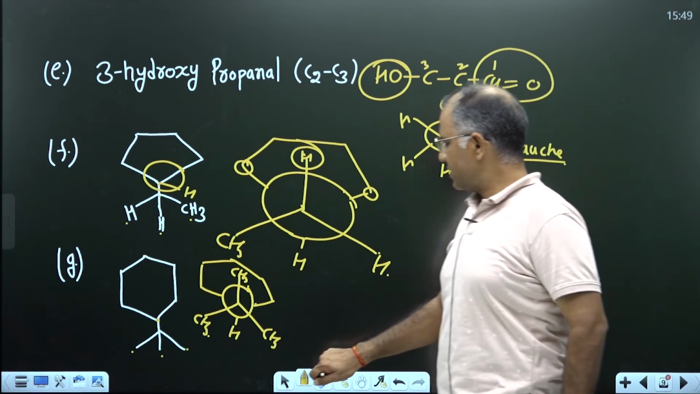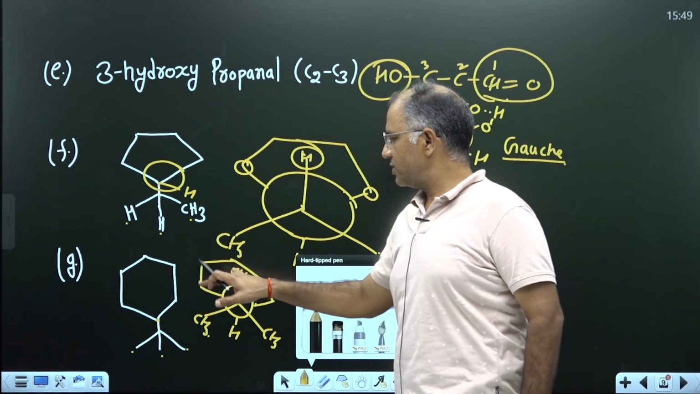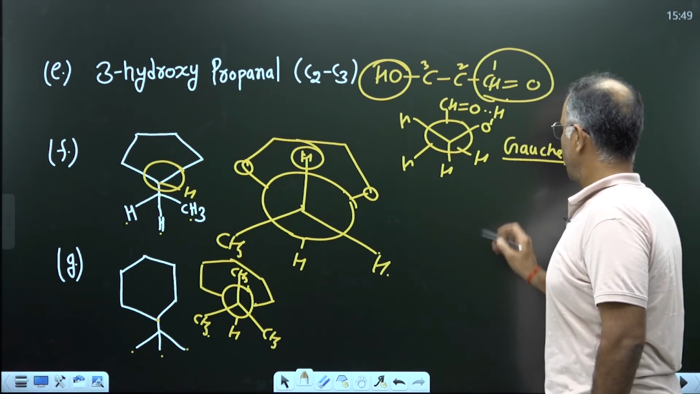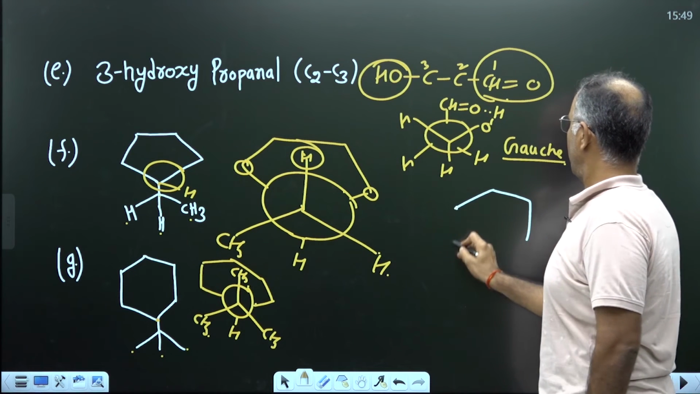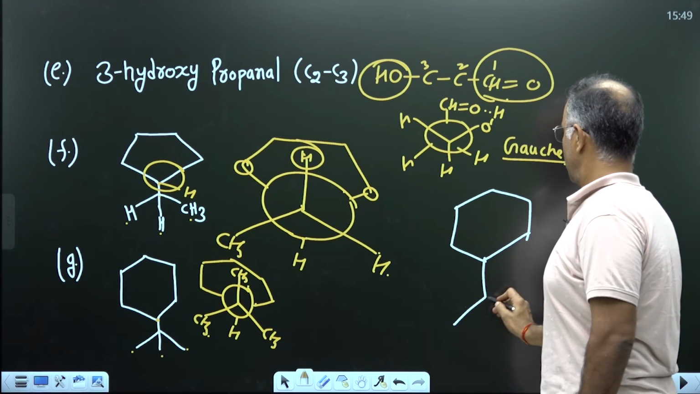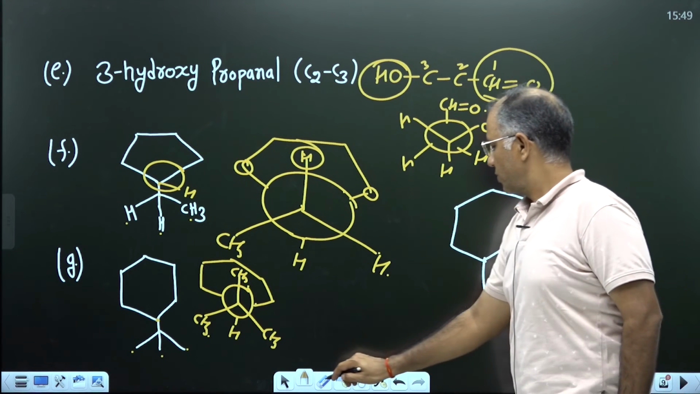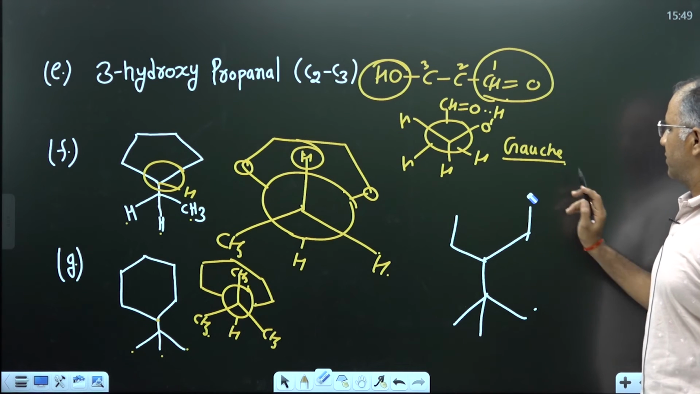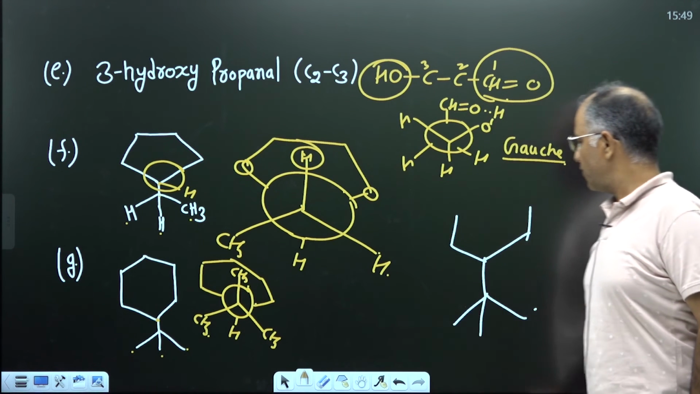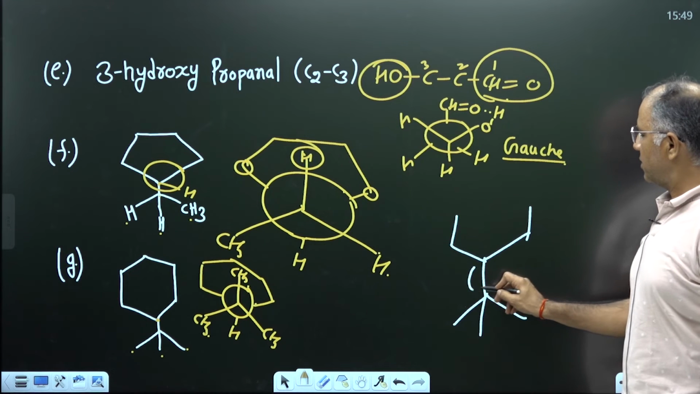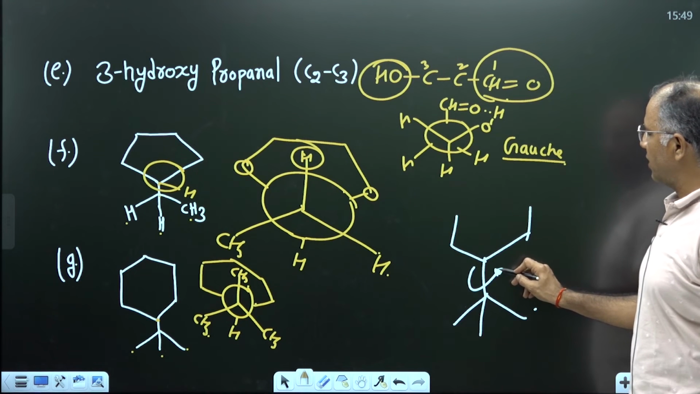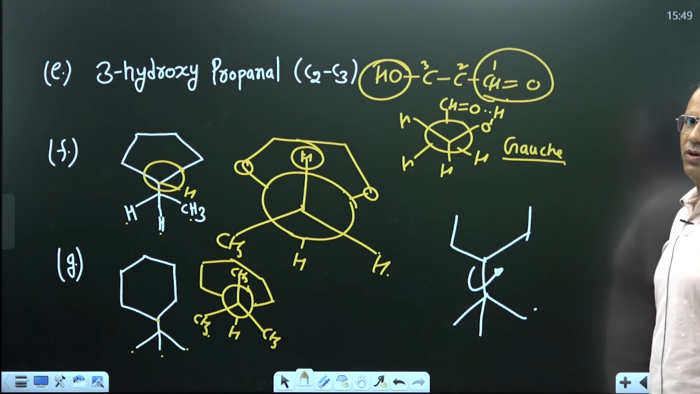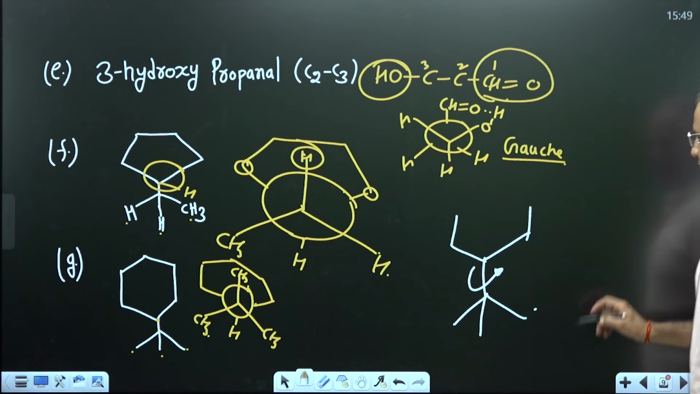One more trick is there. If you want to convert this into Newman, there is one more way you can draw this. For example, if there is an absence of ring, and I ask you to draw the most stable conformer of this organic molecule, then what should be your approach? What will you do?